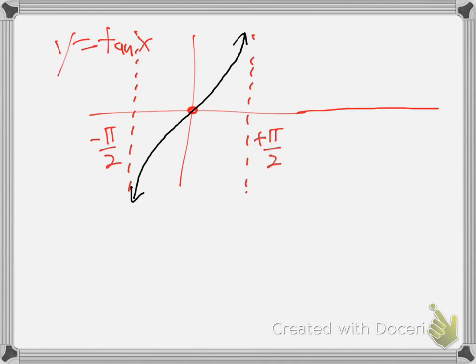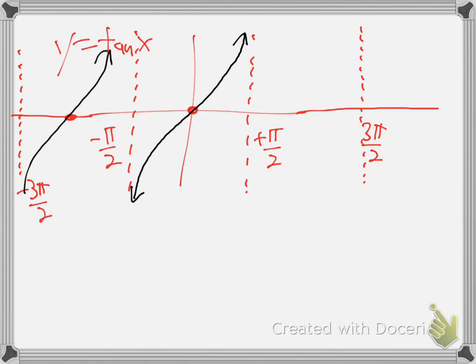So this would be, let me see if I can do the right width, about right here. This is 3 pi over 2. And then same thing over here. Right in the middle, this is negative 3 pi over 2. Just keeps snaking on through. It's endless snakes. Dot, dot, dot, and dot, dot, dot. Forever to the left, forever to the right. Just a bunch of snakes like that.